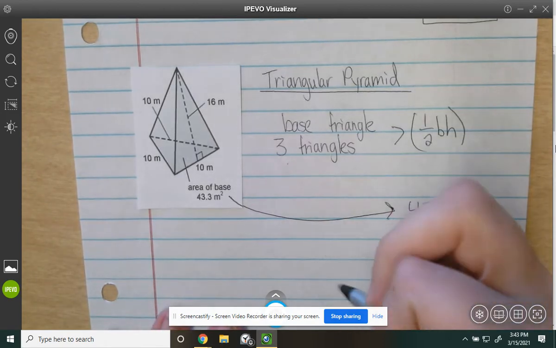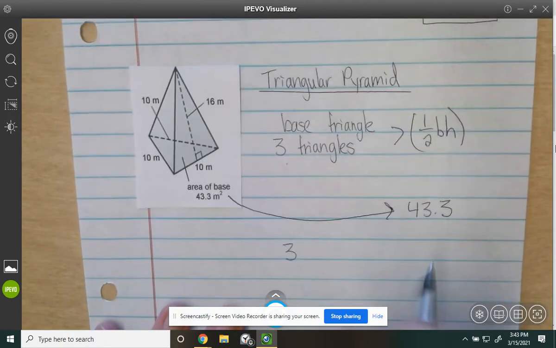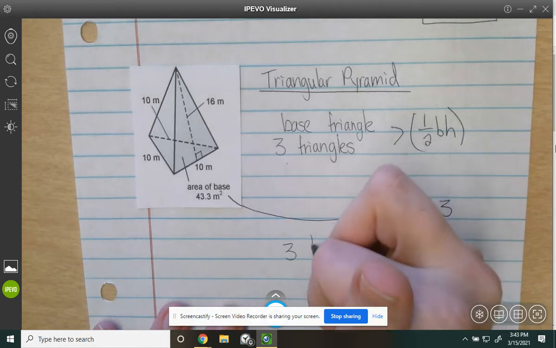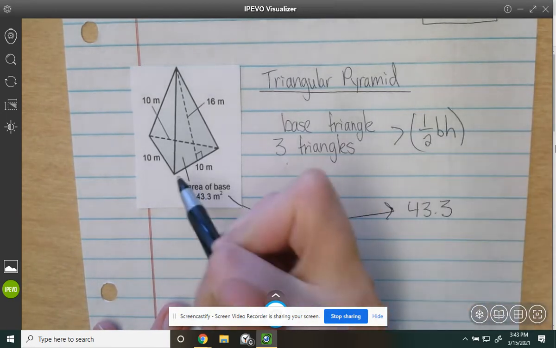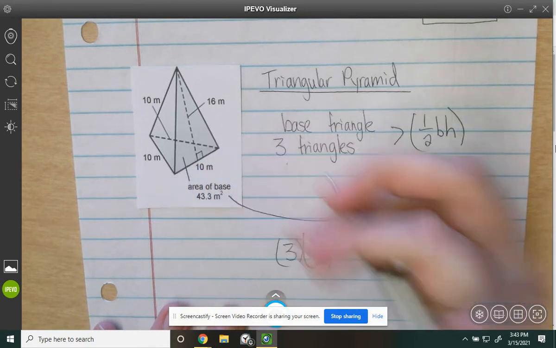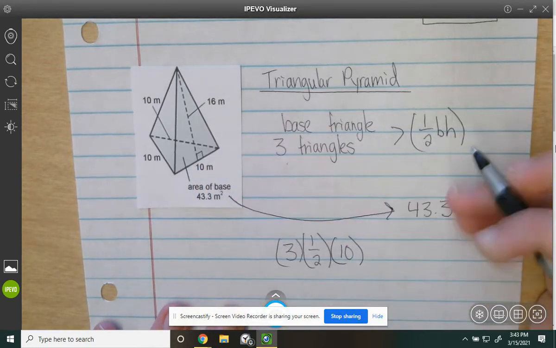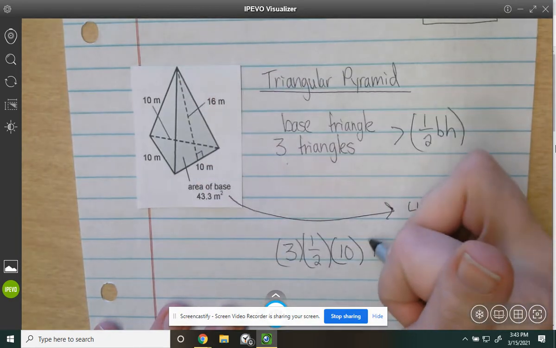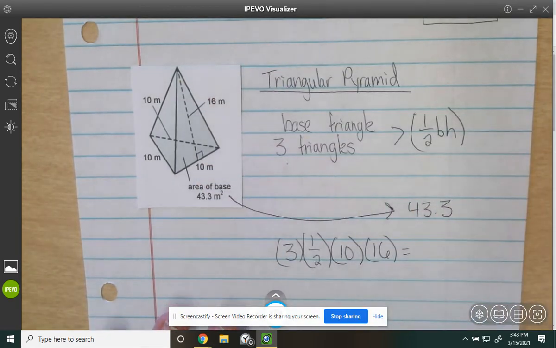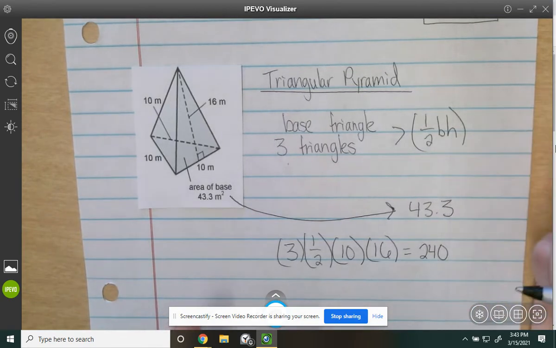Okay, so now I'm talking about the 3 wrapped around the edge. So 3, and then I use my 1/2. My base of one of those triangles, that would be 10, since that's the bottom. And my height of one of those triangles would be 16. Okay, so then I calculate that, 240.